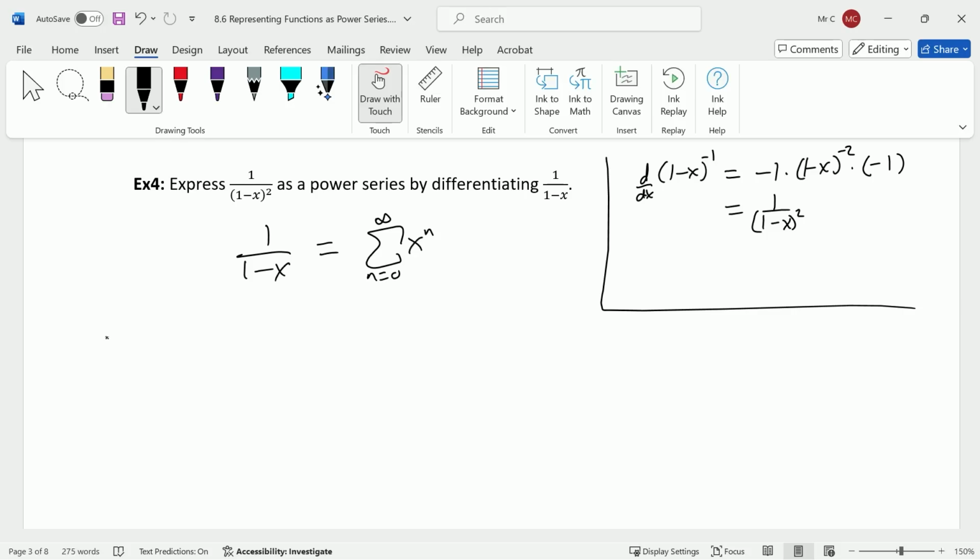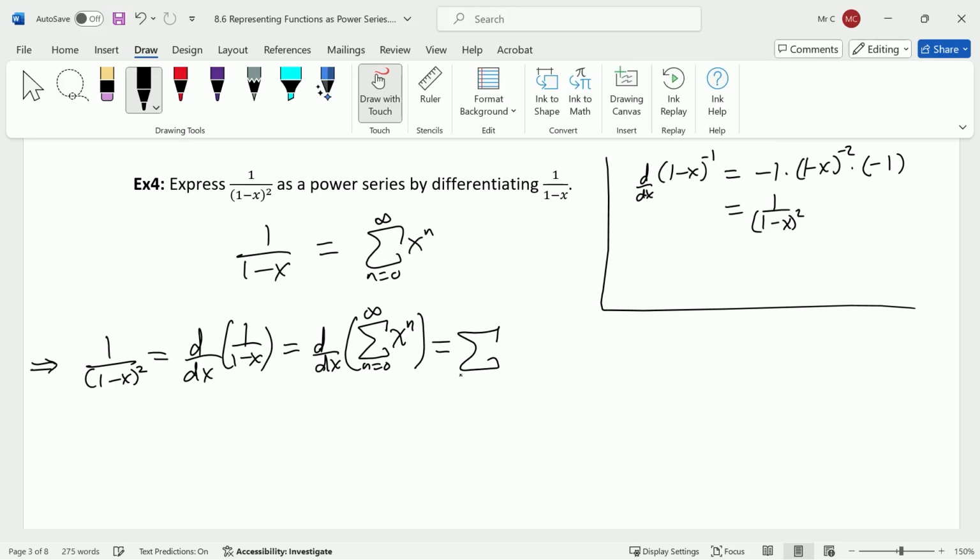So what does that tell me? That tells me that 1 over (1 minus x) squared is the derivative of 1 over 1 minus x, which is the same thing as taking the derivative of the power series. And so that gives me the sum of n times x to the n minus 1. And now we do a little check. When n is 0, I plug in n equals 0, I get x to the 0, that's 1. That's a constant, so when I take the derivative, the 0th term is going to disappear. And so this becomes the sum from n equals 1 to infinity of n times x to the n minus 1. So that's my power series representation for 1 over (1 minus x) squared.